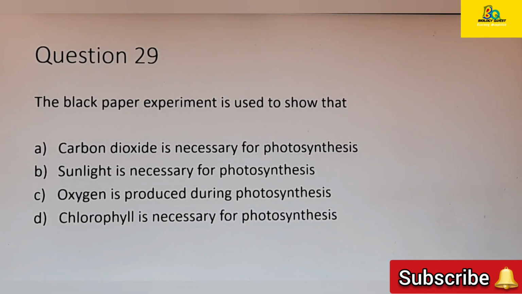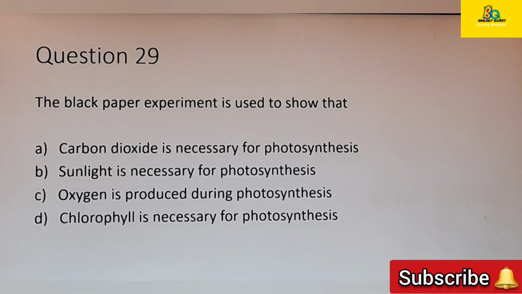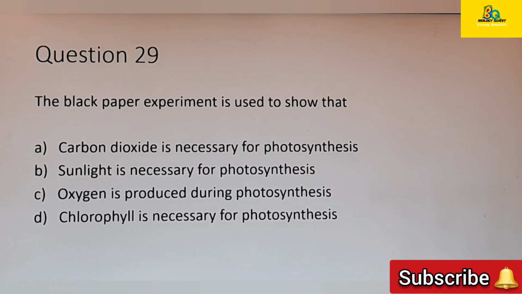That is potassium hydroxide, which absorbs carbon dioxide. So the part of the leaf that is introduced in the conical flask containing potassium hydroxide, because of the absence of carbon dioxide inside the flask, no starch will be synthesized in that part of the leaf, while the part of the leaf that is present outside the conical flask will produce starch, because carbon dioxide is available in the atmosphere. So that is the experiment to show that carbon dioxide is necessary for photosynthesis.